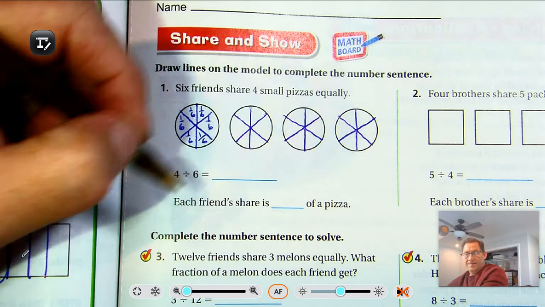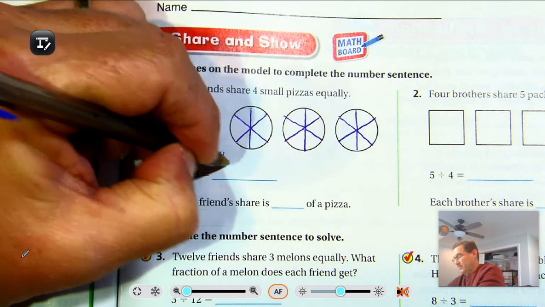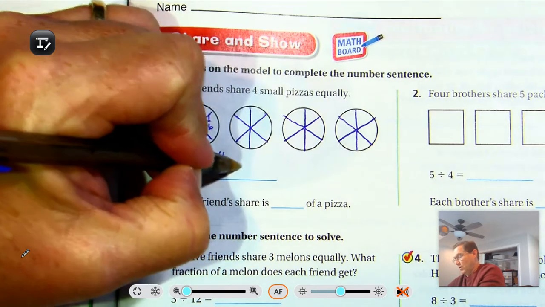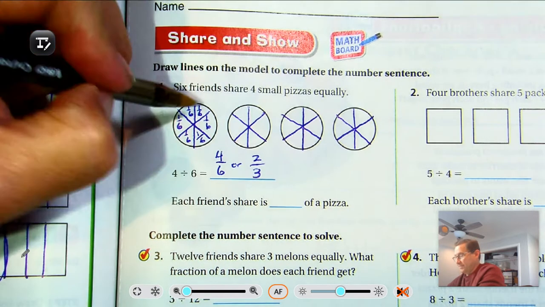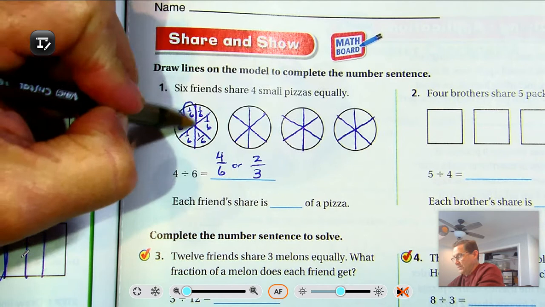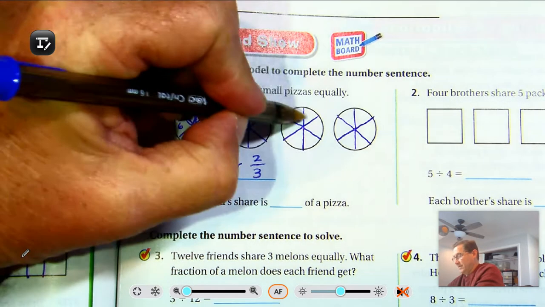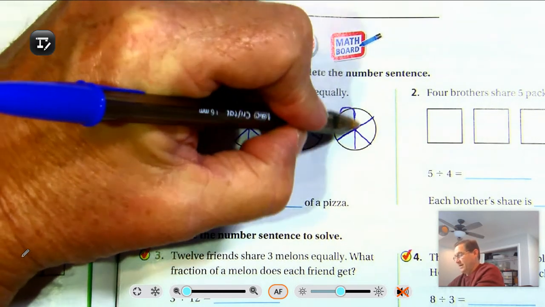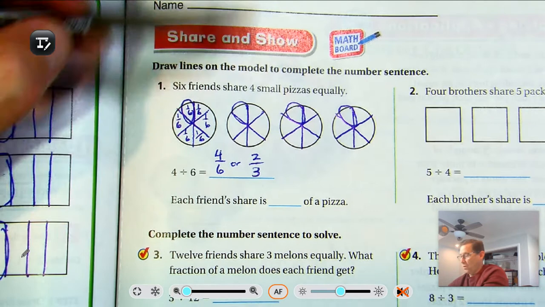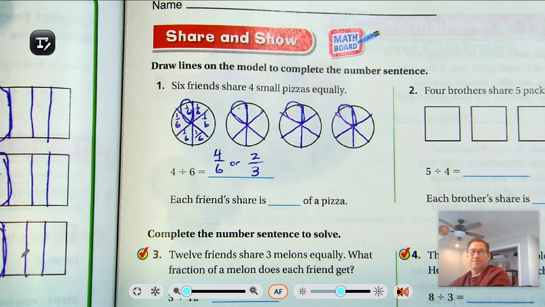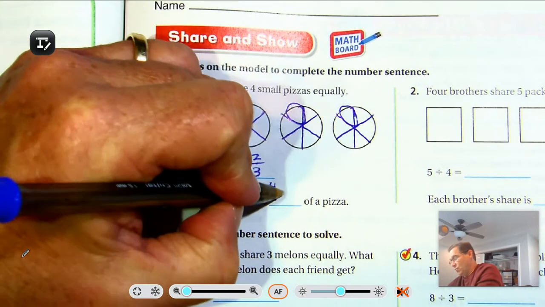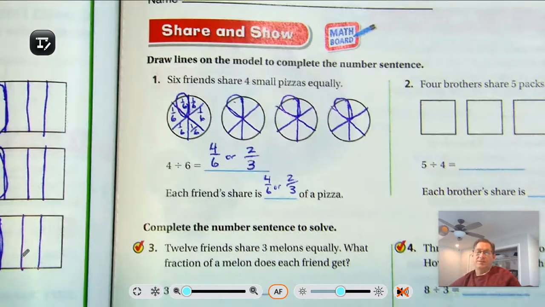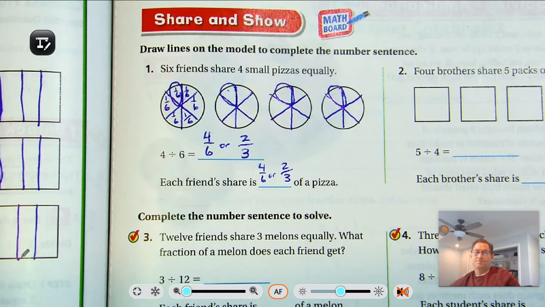So 4 divided by 6 is 4 over 6, or 2/3. So let's see. One friend gets 1/6, and another 1/6, and another 1/6, and another 1/6. So there's 1, 2, 3, 4. So each friend's share of the pizza is 4/6, or 2/3 of the pizza.